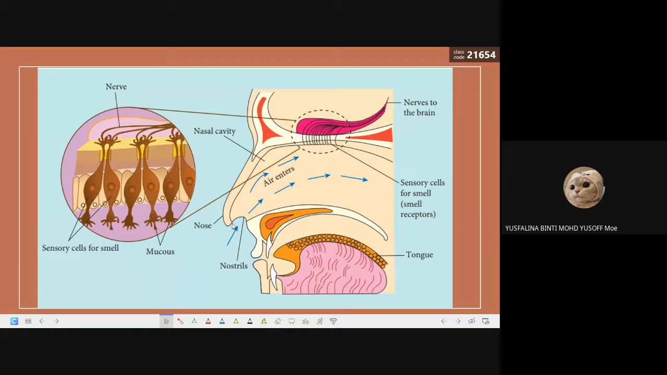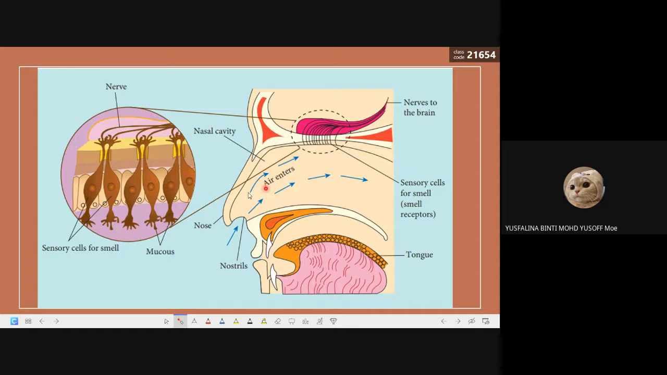For the nose, there's not so much to remember. Actually this is a nostril, and here this is a nasal cavity. The nostril is the opening of your nose. Inside of this is a passage, the nasal cavity. On the top of the nasal cavity, you will get the sensory smell. This is where you detect the smell.